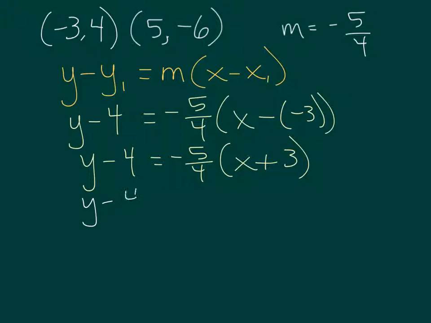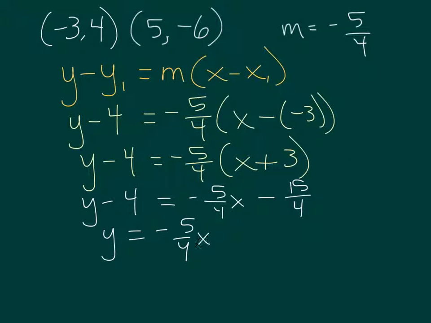So we have y minus 4 is equal to negative 5 over 4x minus 15 over 4. So I just simply did 3 over 1 times 5 over 4. That's where I got this fraction, okay? And it had to be a negative. So now I just need to move that 4 over. So I get negative 5 over 4x minus 15 over 4 plus 4.